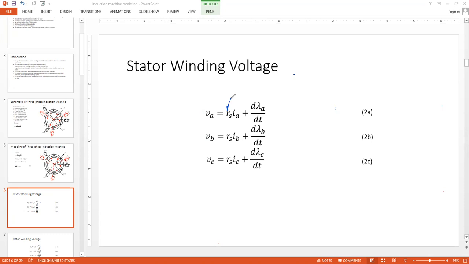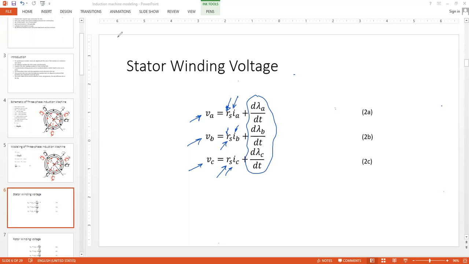And this RS is the stator coil resistance. Because a balanced set of windings is assumed, you have RSA equals RSB equals RSC, and in general we write it RS. So simply you are applying voltage VA, VB, VC. Some part is dropped as the resistive drop due to the current flow, and the remaining part is the flux linkage in the 3 sets of coils. So this is the stator winding voltage.